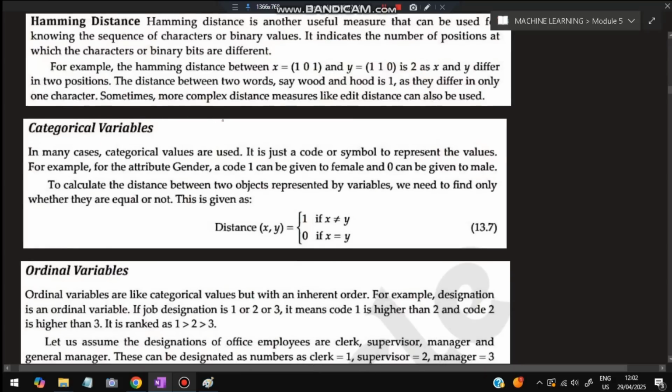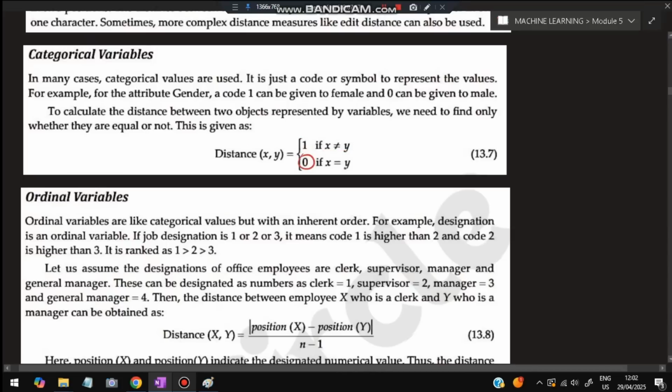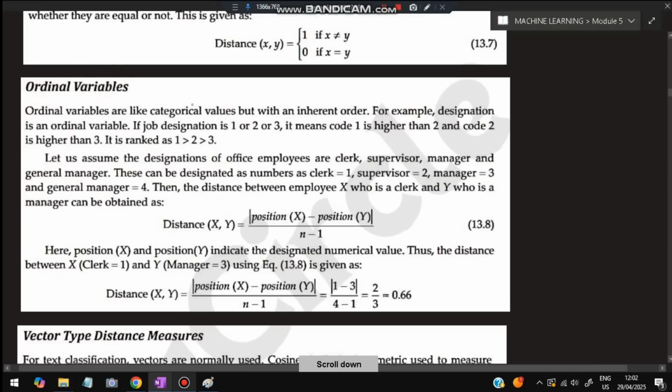Next, categorical variables: either the value will be true or false, or they can be multiple categories as well. For example, code 1 can be given to female and code 0 can be given to male. So if the answer is female, it is represented by 1. If it is male, it is represented as 0. Basically you will do it like this: distance xy, if x is not equal to y, those are different points, so 1 is assigned. If it is the same point, 0 is assigned, because distance will be 0 for the same values, right?